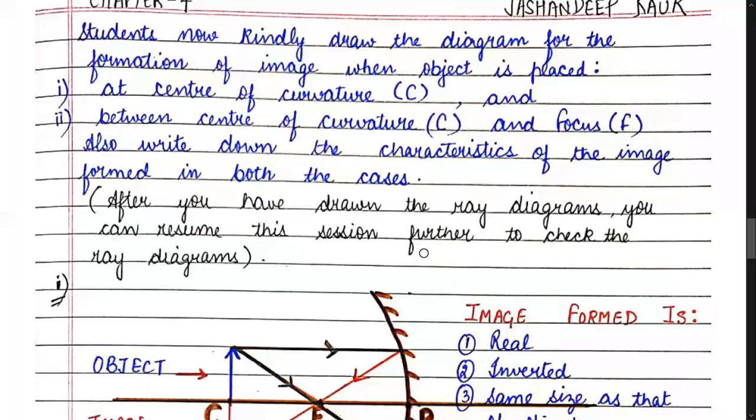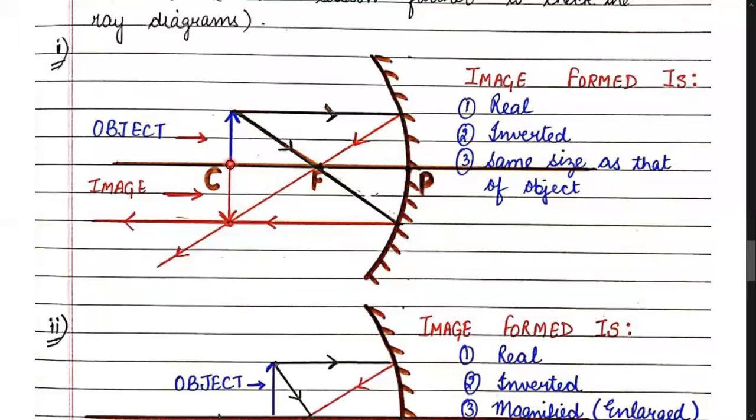So students, I hope you must have drawn the ray diagrams in case of concave mirror. Now let us see what happens if the object is placed at center of curvature.